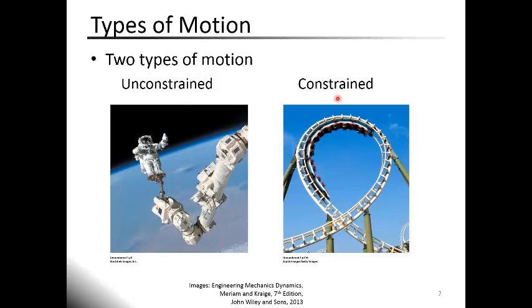But compared to the constrained motion, if you see the picture here on the right-hand side, we have a roller coaster where these carriages follow a specific path. So it's constrained to move along the path of this structure. So it's constrained, can move only forward, but it cannot move to right or left or up or down. So we have a constrained motion here.